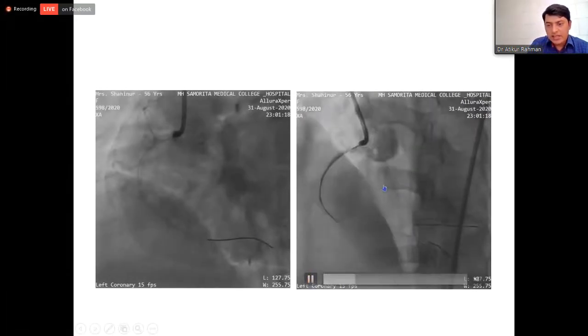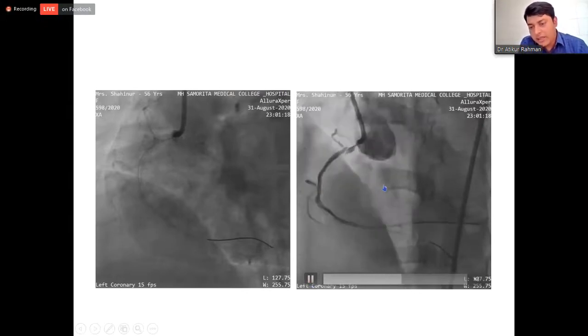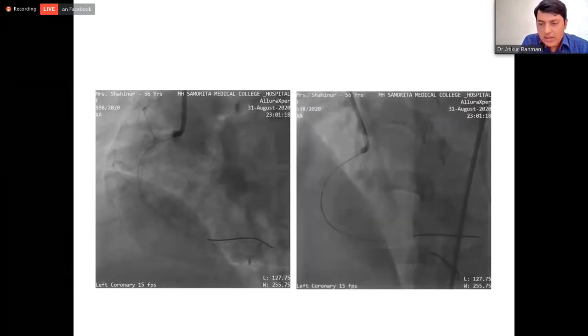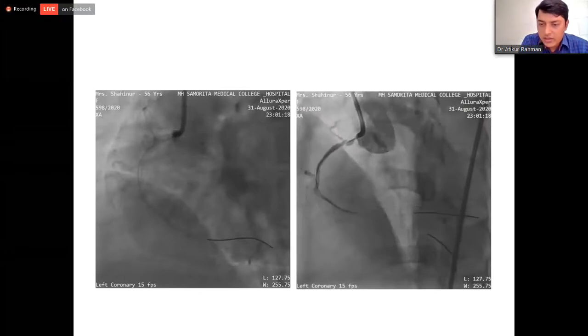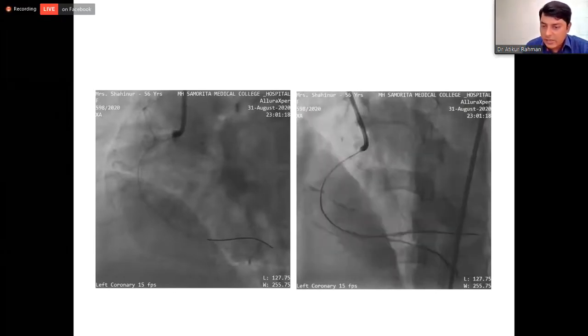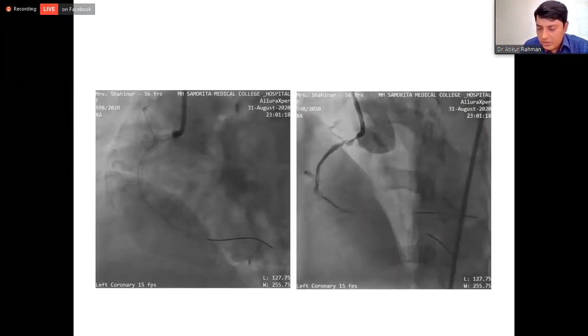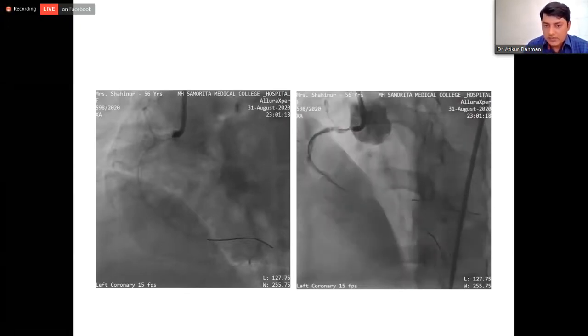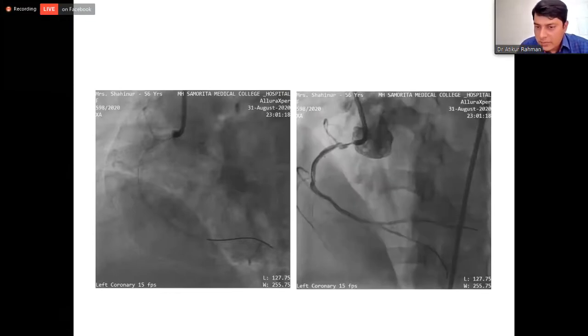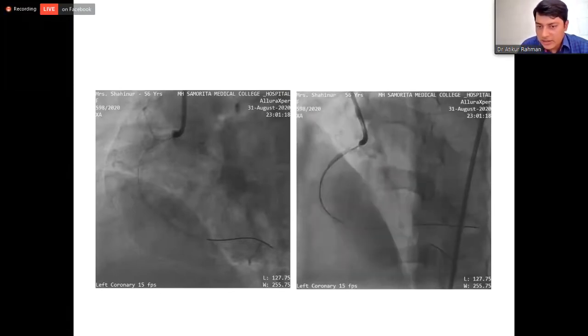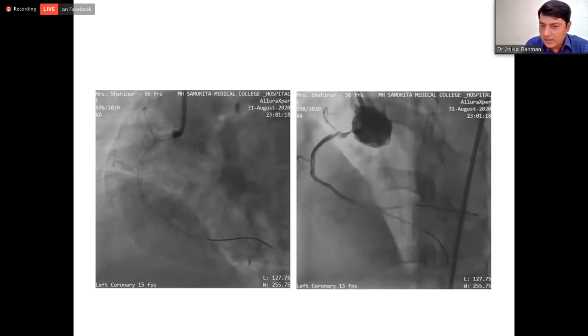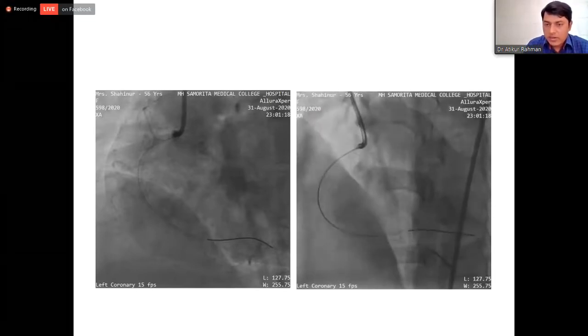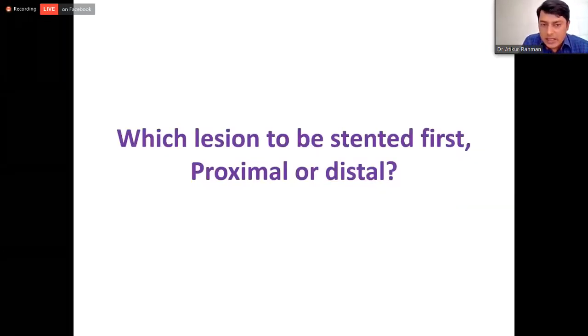And we were in a dilemma whether a second wire in the PDA is essential or not. But finally, we took a second wire to protect the PDA, as there is some lesion in the ostioproximal part of the PLV and PDA as well. But then we developed dissection in the proximal lesion. Though this is type B dissection, we were again in dilemma about which lesion to stent first, the proximal or distal.